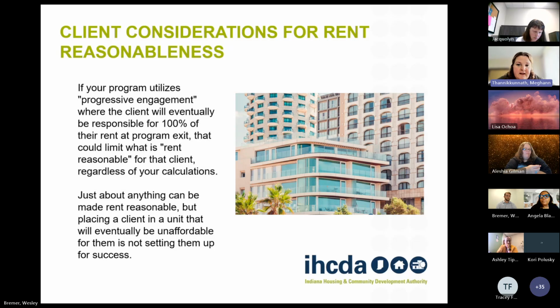So we allowed the clients to self-select. It's really important to remember, even though something is rent reasonable, because honestly you can make pretty much anything rent reasonable, utilizing Wes's example, for instance, in Noblesville, you can make pretty much anything look rent reasonable in Affordable Housing Online, remember to keep your tenants and their budgets in mind, because we really don't want to set folks up for failure.